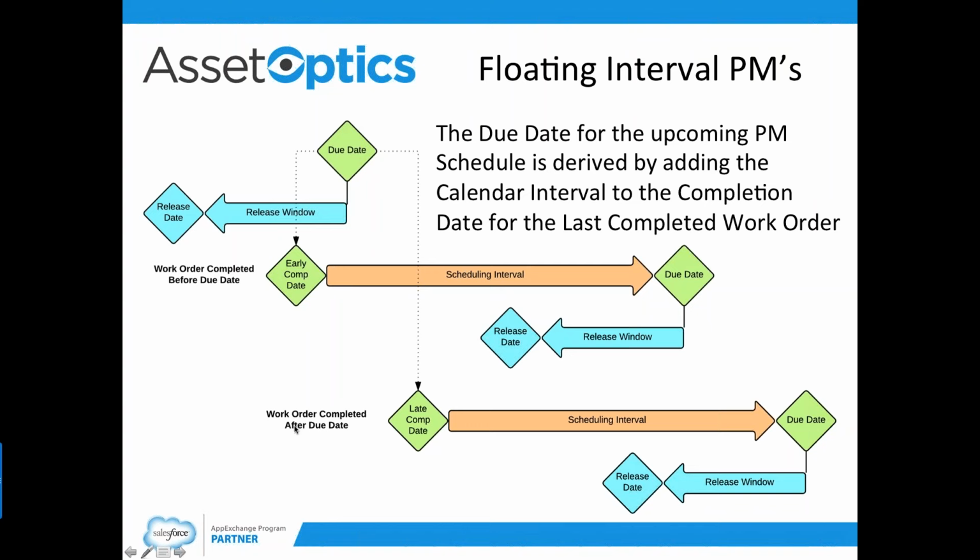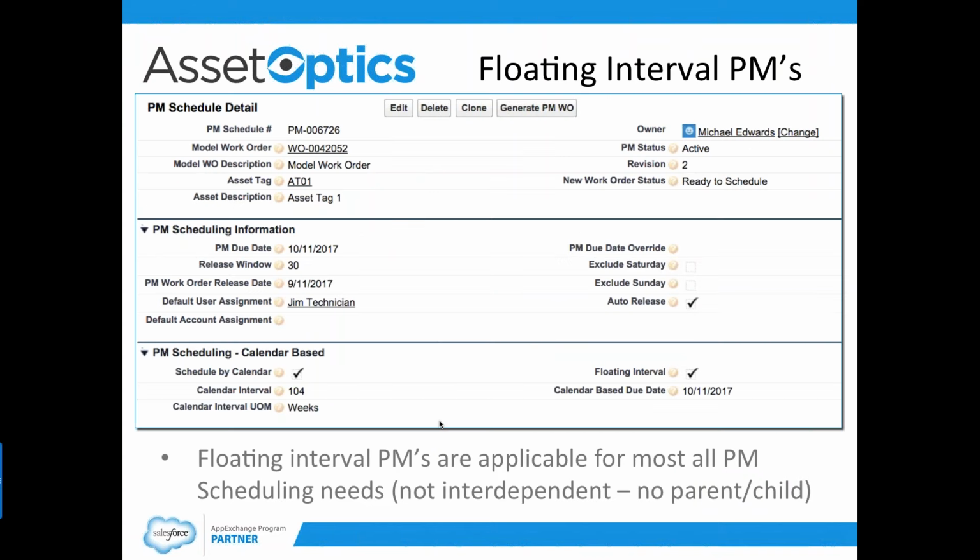If you complete the work order after the due date, then it pushes the next one forward. It takes the scheduling interval and adds it to the completion date. It's important to note that for floating interval PMs, if the work order does not get completed, that work order will sit open in a delinquent status and no new work orders will be created. It will just sit in your backlog, delinquent, and a new work order will not be created.